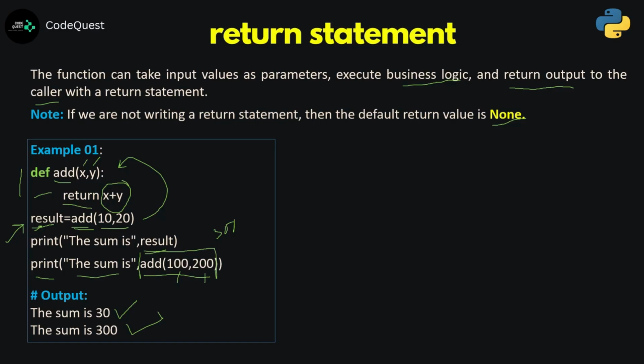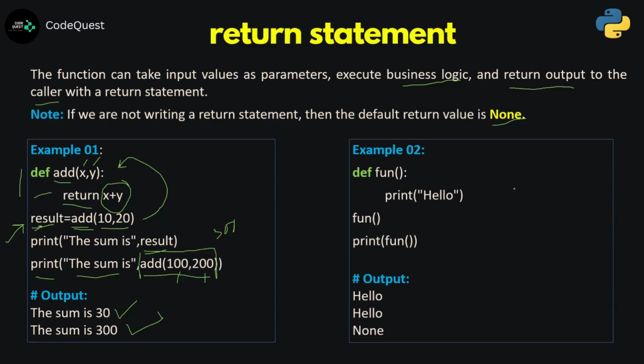If I'm using the same print function for a function where there is no return statement, let's see what is going to happen. So here you can see we have taken a function. Let's say the name of the function is fun. So here I'm not returning anything, rather I'm just printing a message, that is hello. Now here when I'm calling this function fun, because there is no parameter required, I have not passed anything. So this call is simply going to execute this line. So I get this hello printed.